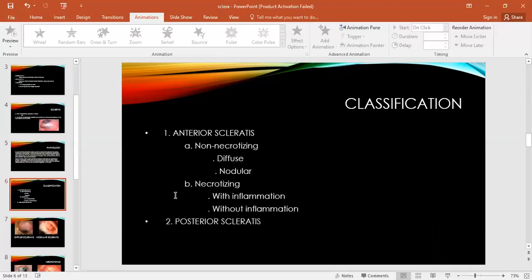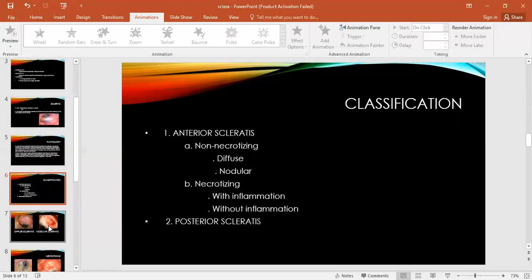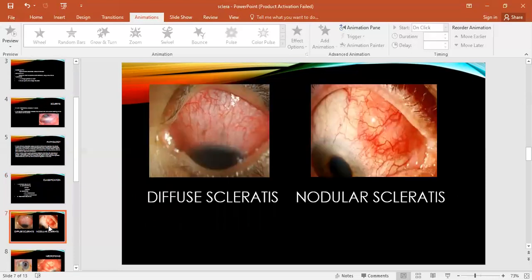Now I come to the classification. Classification of scleritis is of two types: anterior scleritis and posterior scleritis. Anterior scleritis is also of two types: non-necrotizing and necrotizing. Non-necrotizing is also diffuse and nodular. Necrotizing is with inflammation or without inflammation. Here I show you pictures and tell you about these.